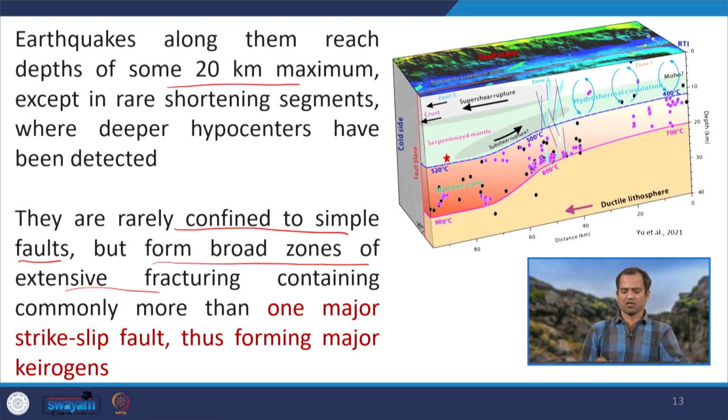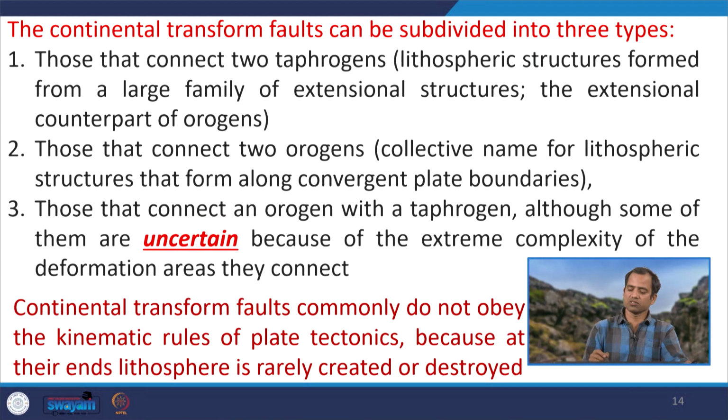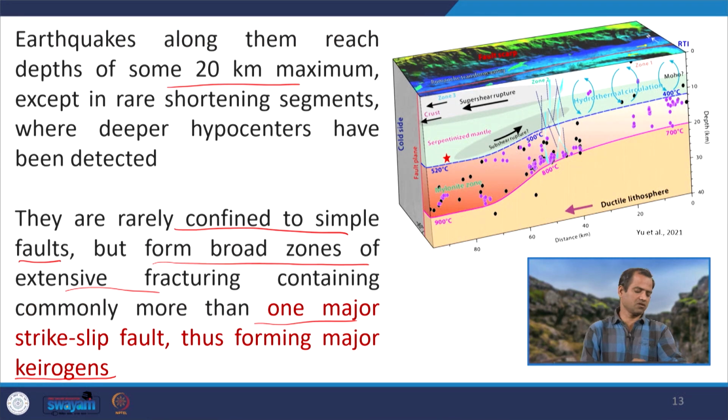So, there are different types of terminologies being used. We have corrosions, we have orogens, then taprogens. So, corrosions are nothing but the deformation which is formed by the strike slip motion.